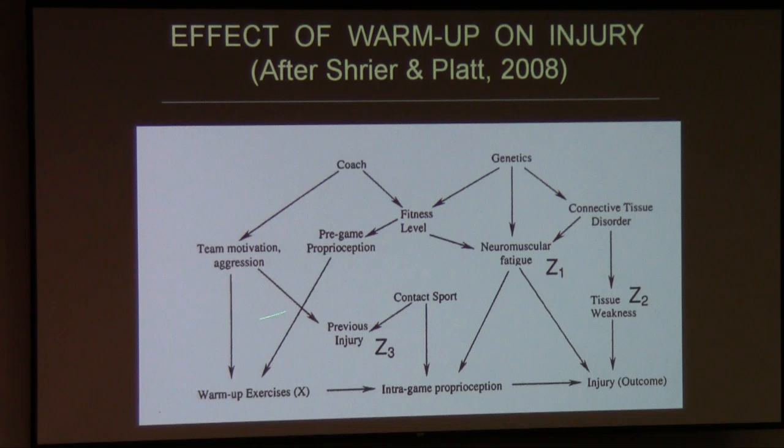I don't even know how to pronounce it, neuromuscular, but that was given to me by Shreya and Plath, who are dealing with sports medicine. And you want to figure out from data. You look at the games played and the injuries and the amount of warm-up exercise before that. You want to figure out from data.